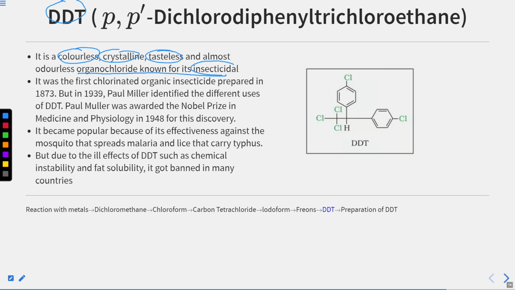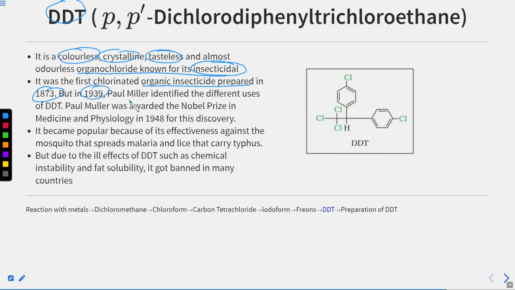It is used as an insecticide. This DDT is generally spread in homes or in society for removal of insects like mosquitoes. It was the first chlorinated organic insecticide, prepared in 1873.